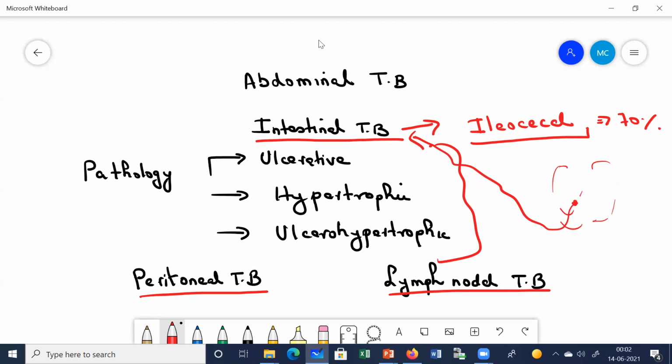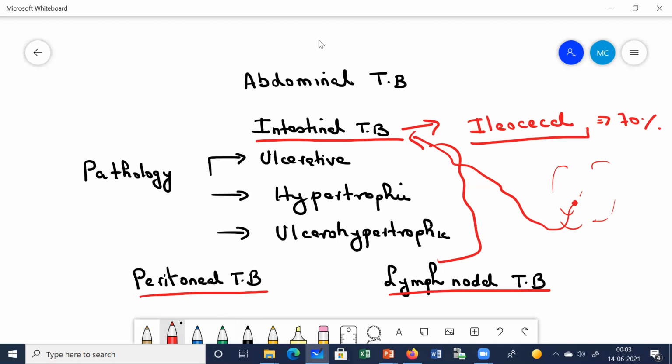Clear? Similarly, how do the bacilli reach the peritoneum? In the same way, it can spread directly from the lymph nodes, or from the intestinal lesions. First it affects the intestine, and from the intestinal lesions it spreads to the peritoneum. So these are the ways the spread of the bacilli takes place: direct ingestion of bacilli in sputum, hematogenous spread, or direct spread. This is how the bacilli reach these different organs.